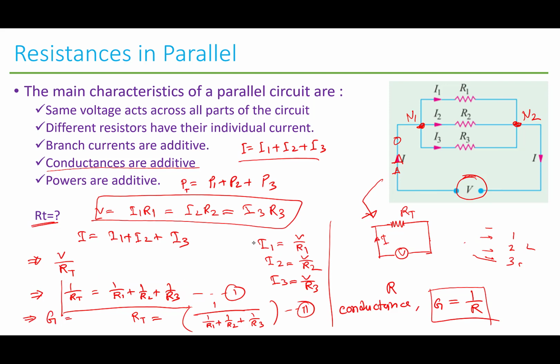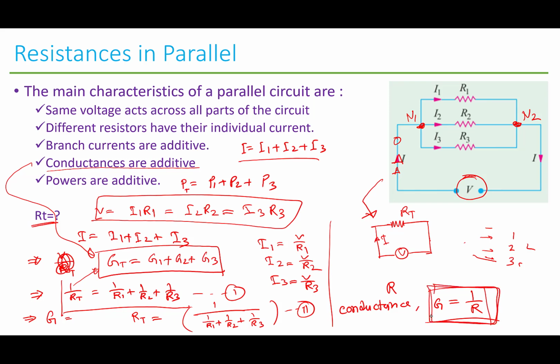We can write that conductance GT equals G1 plus G2 plus G3. This is in terms of conductance. That means conductances are additive here. We know that G is the inverse of R. Now for n resistors connected in parallel, this expression can be extended up to n.